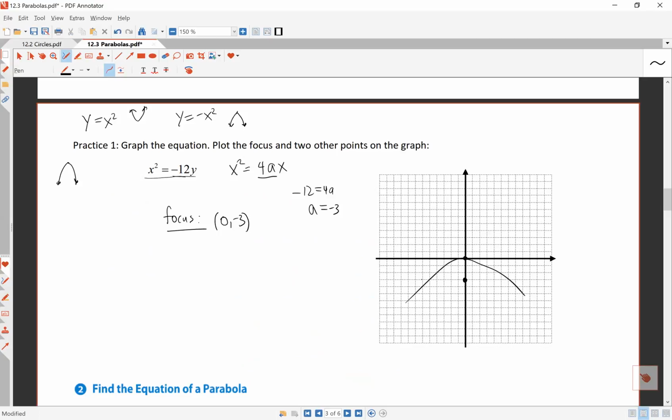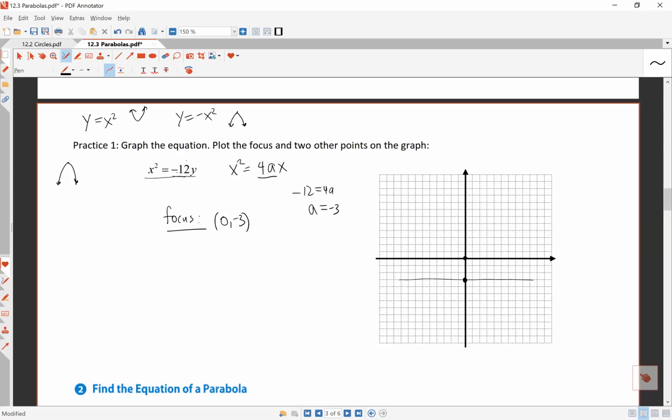But now I want to see if I made the right kind of opening. Is it wide? Is it narrow? That depends on a. Remember that your focal length here is always 4a, which is going to be this 12.